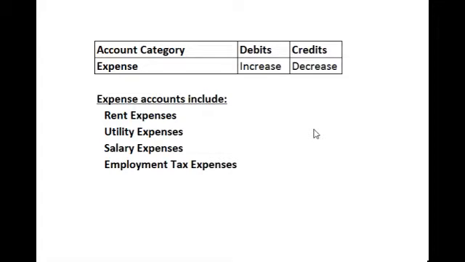Finally, expense account is normal on the debit side, and so it increases when we debit that account and decreases when we credit the account. Expense account is easy to identify because we will see it as something expenses. So that means that we could tell easily that's an expense account. Rent expenses, utility expenses, salary expenses, or tax expenses, they are all type of expenses.